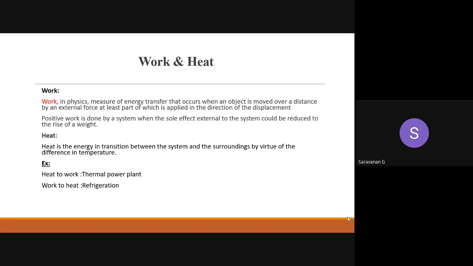For example, heat to work. In a thermal power plant, the objective is to generate power by using heat. The heat is meant for generating power. The conversion is heat energy to power, that means heat to work. Similarly, work energy to heat energy is refrigeration. We do some work to exchange heat, changing the temperature to the cold range. That is called refrigeration, an example of work to heat.